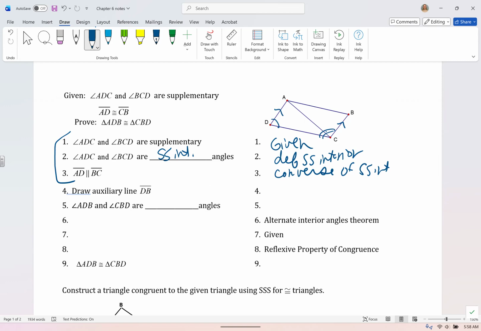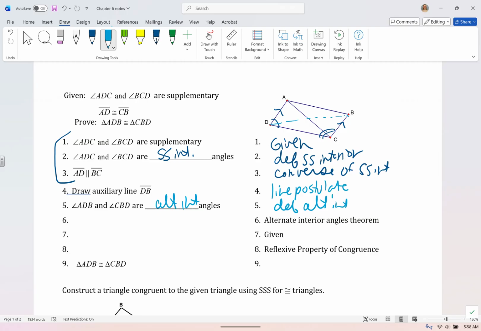If you draw an auxiliary line here, I'm not going to ask you to draw stuff, but by the line postulate, what's that? Two points determine a line. You can draw a line to connect any two points. So it's the line postulate. And ADB and CBD are alternate interior angles by definition of alternate interior.